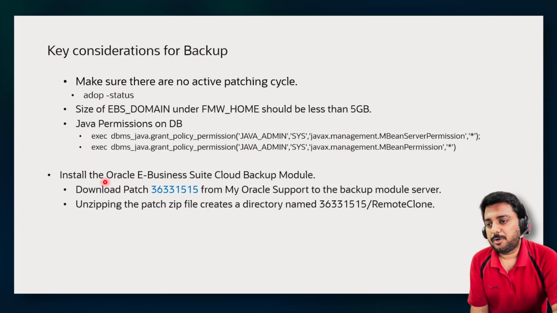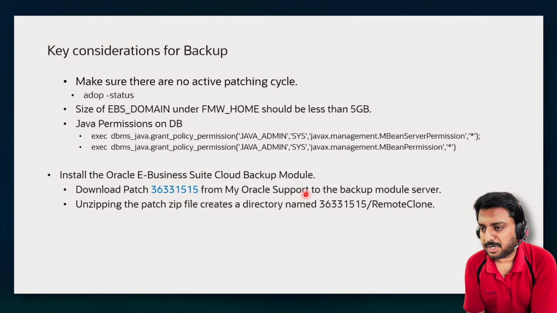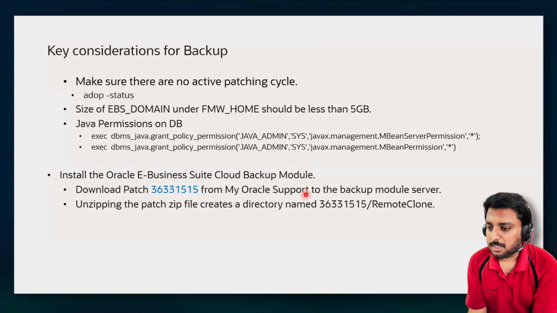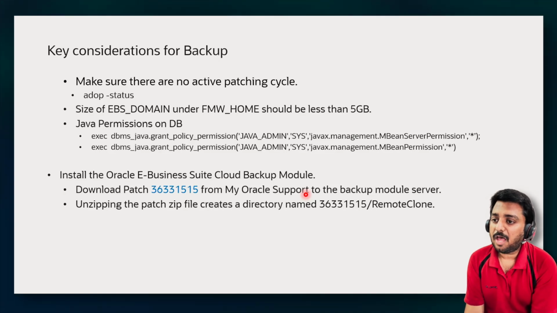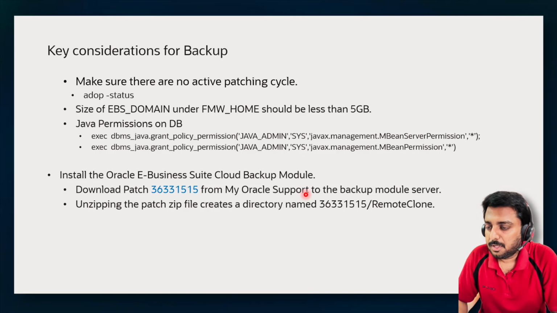So you have to download this patch, which is 36331515. This patch is available in My Oracle Support, and you have to download it and upload it to one of your on-premises DB or application nodes. The database node or application node from where you are going to execute this backup module should have connectivity to the OCI tenancy, to your Object Storage service. If you have internet connectivity from the source application node or DB node, you can put this patch on that node and execute it from there.